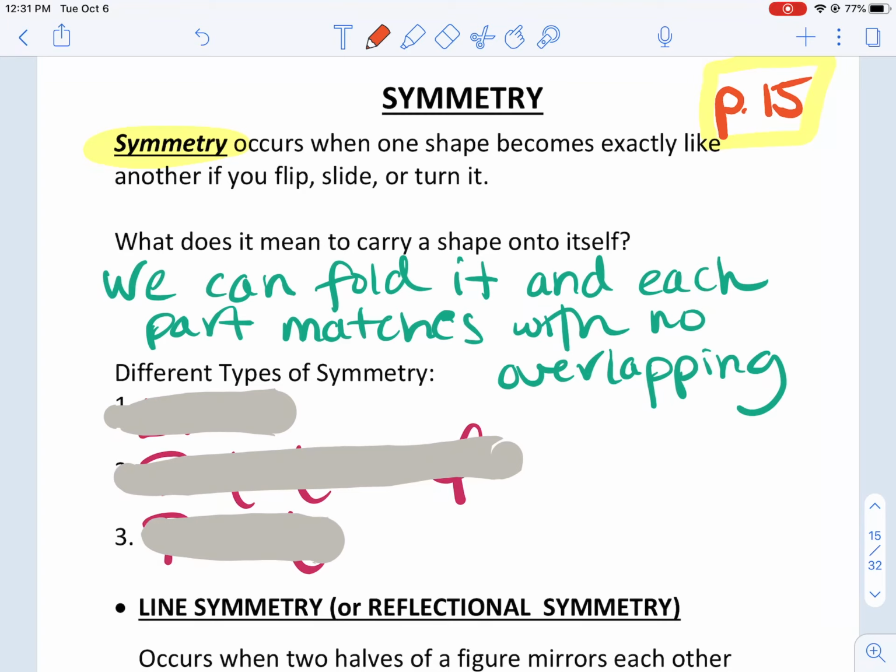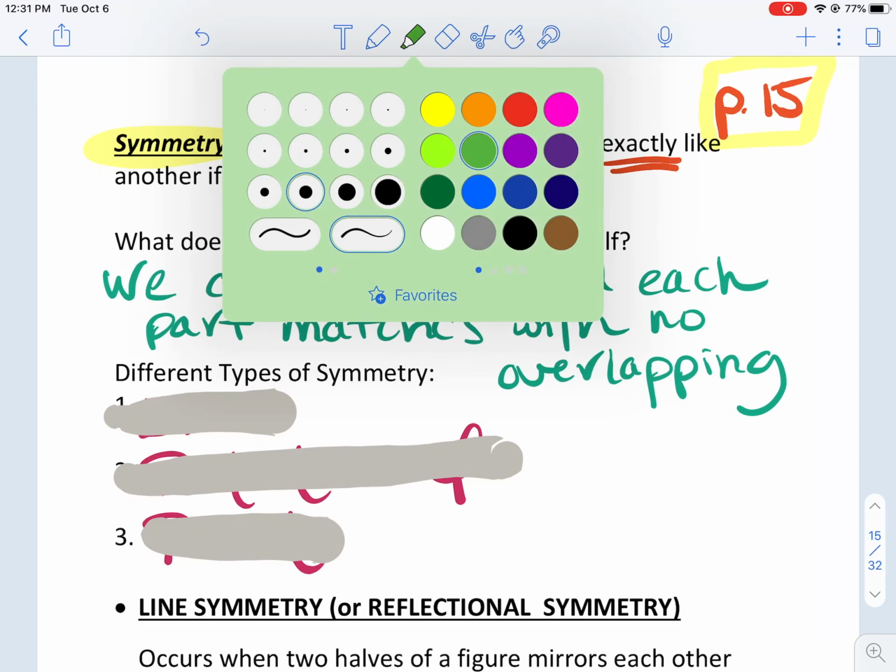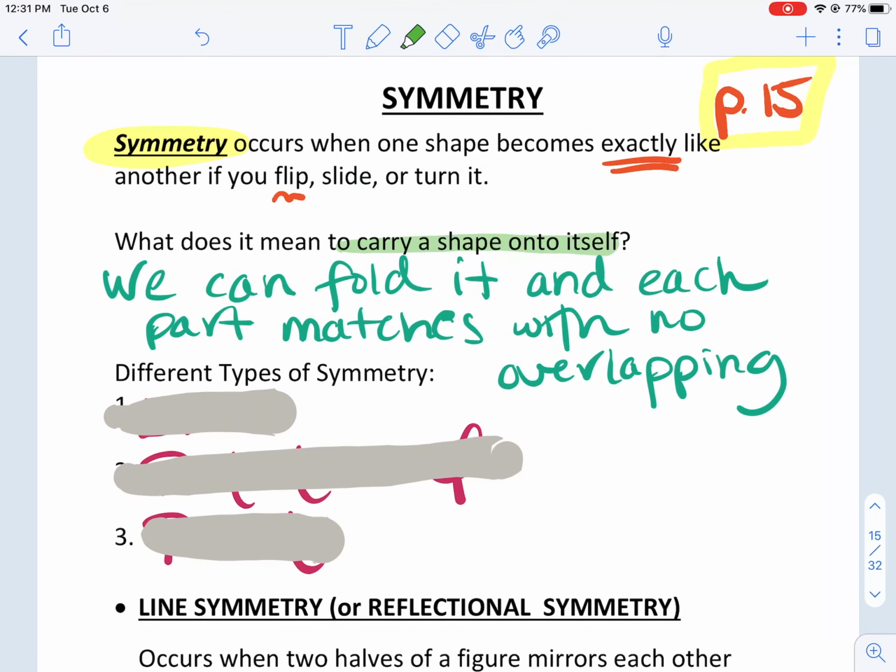Symmetry is when one shape becomes exactly like the other if you flip it, slide it, or turn it. So we're going to really focus on the flip today. The next couple lessons next week, we're going to look at sliding and turning as well. But one thing that comes up a lot in geometry is this idea of shapes carrying onto itself.